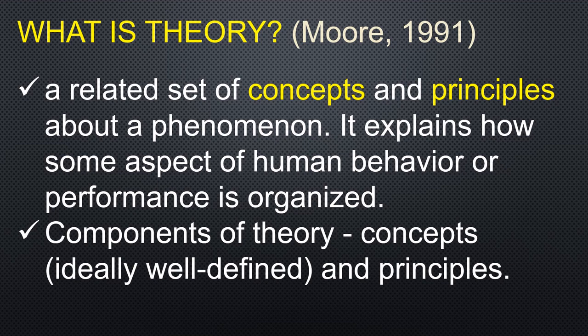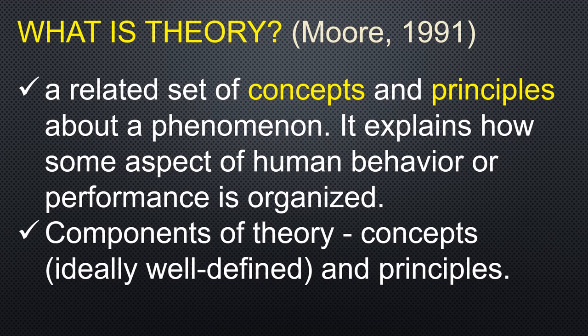So according to Moore, on the other hand, theories are sets of concepts and principles. So take note, sets of concepts and principles. So the principle of police omnipresence, you combine that with the principle of reducing criminal opportunity. When you combine those, you will have a theory. Your theory now is that high police visibility decreases criminal opportunity.